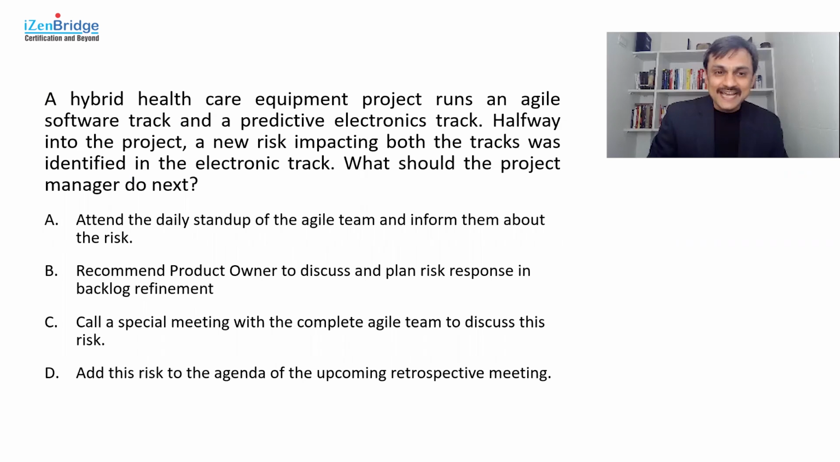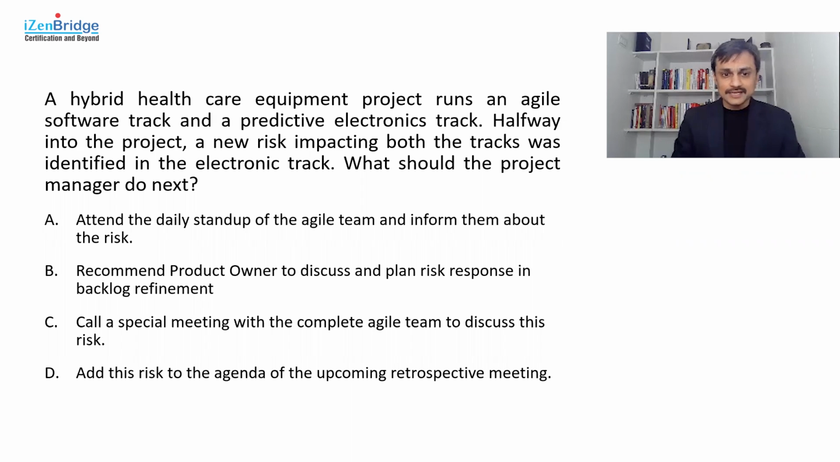Question 40. A hybrid healthcare equipment project runs an agile software track and a productive electronic track. Halfway into the project, a new risk impacting both the tracks was identified in the electronic track. What should the project manager do next?